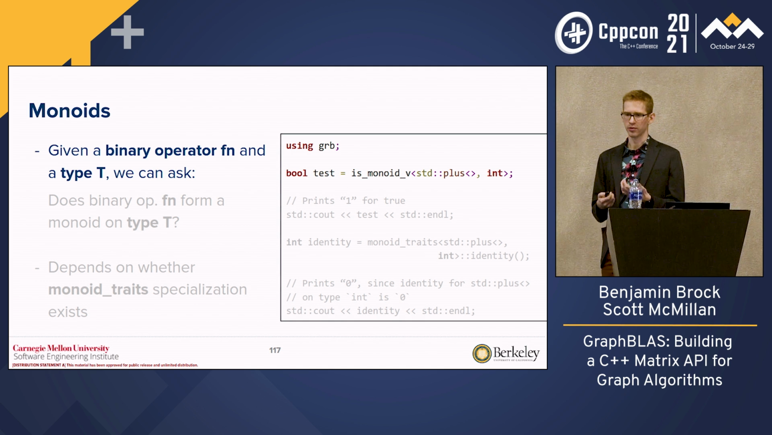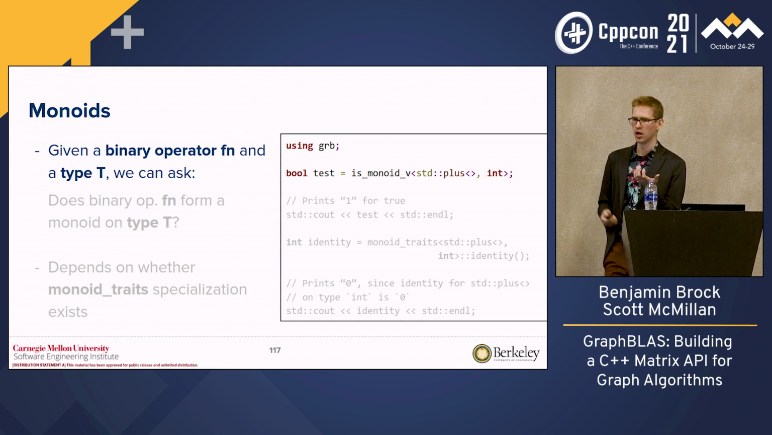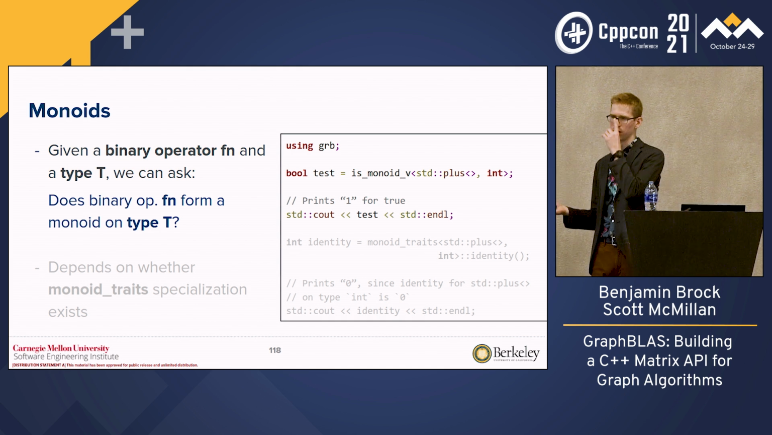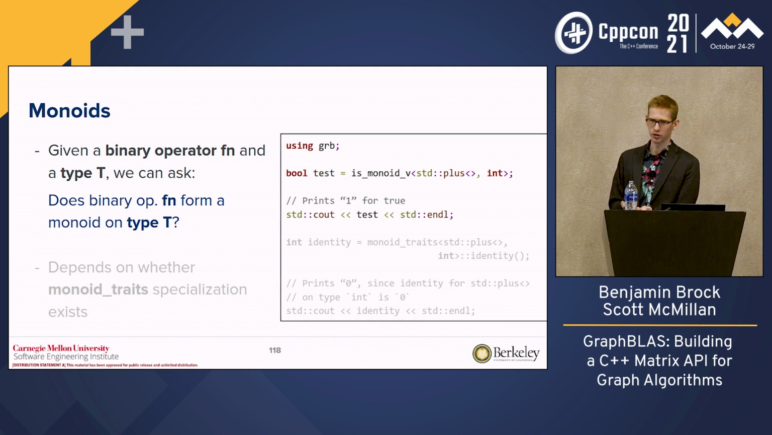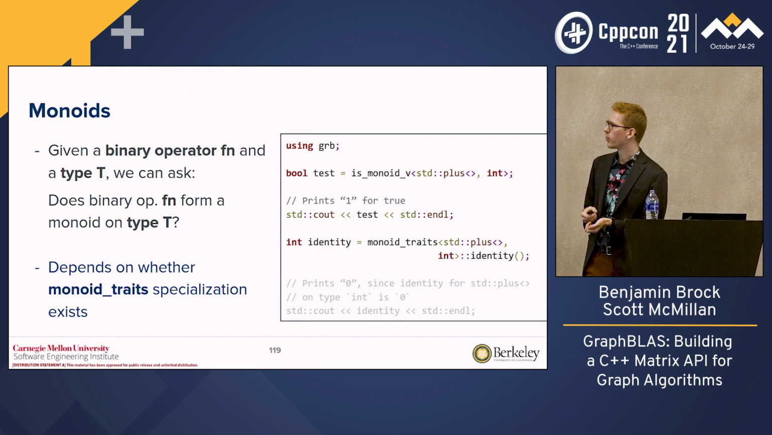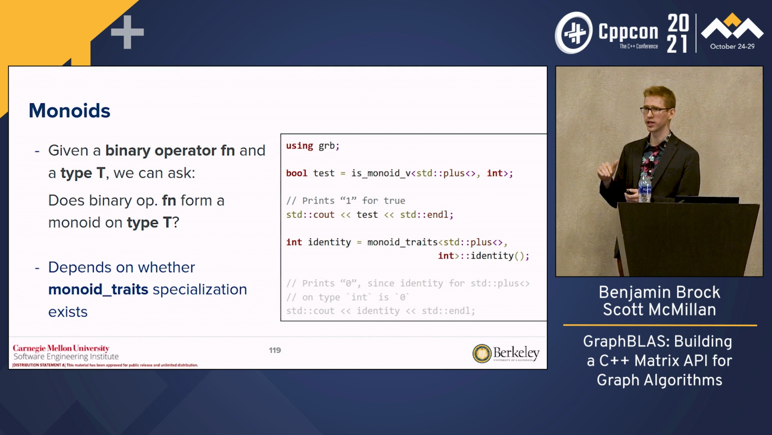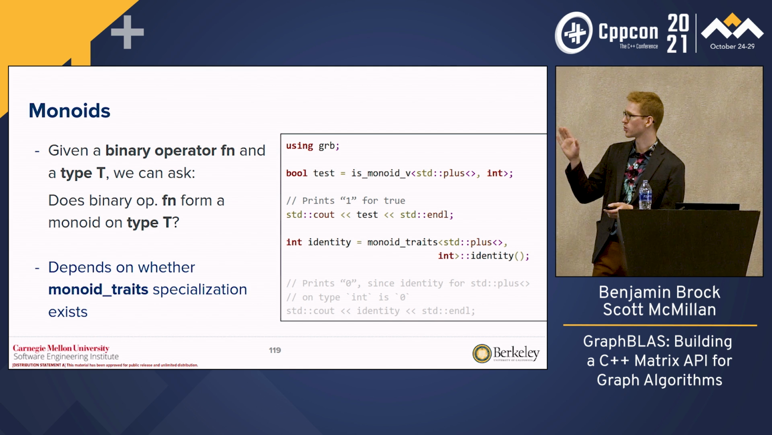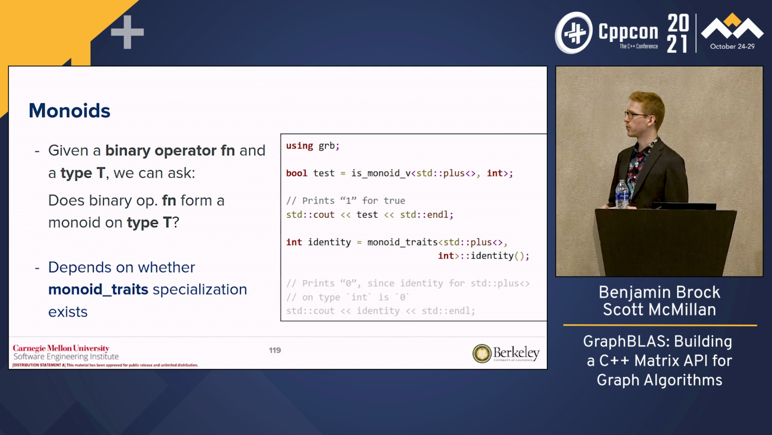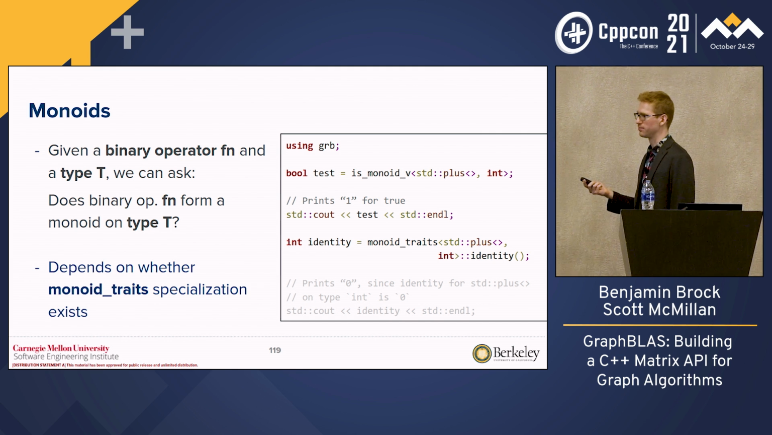So given a binary operator, let's call it function, and a type T, we can ask this question: does this binary operator form a monoid when you use it on type T? This is basically saying, is this binary operator a commutative and associative operator with an identity when we use it on this particular type? The way we do this is with this monoid traits specialization, which we define for a series of different operators, including both the arithmetic functions defined in std functional and also our own set of functions. So we could ask, given std plus and int, what is the identity there?